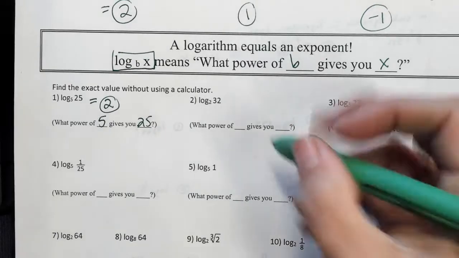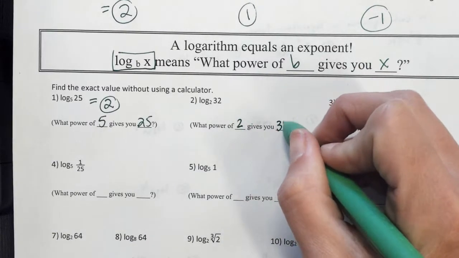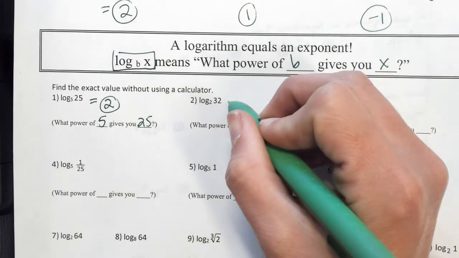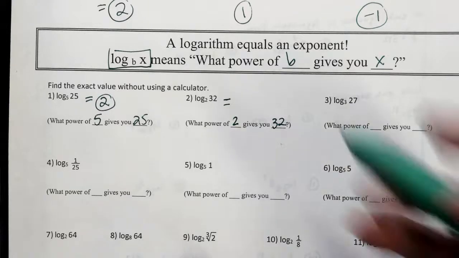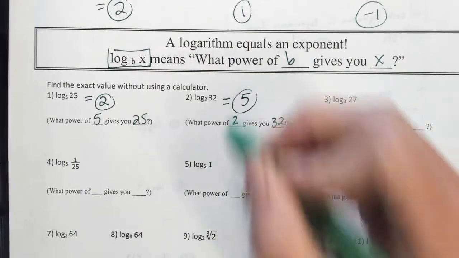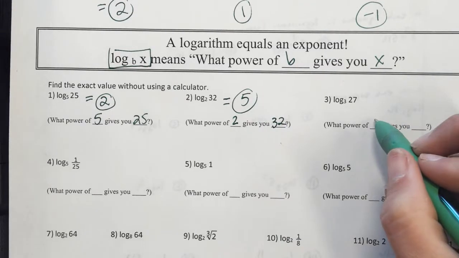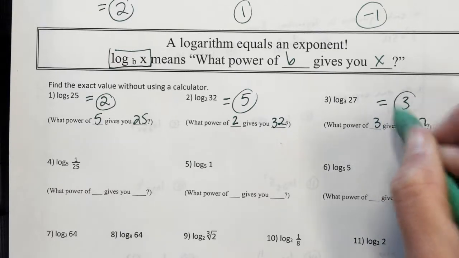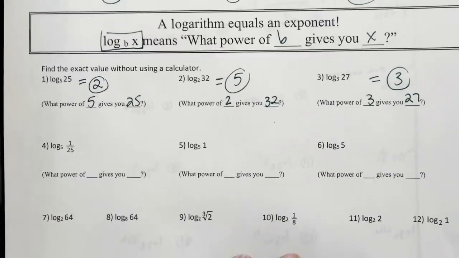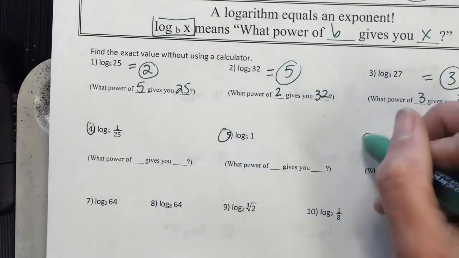Next one would be what power of 2 gives you 32, and that would be 4 or 5. 2 to the 4th power is what? 16. So it has to be 5. Alright, next one, what power of gives you? That would be, very good. Go ahead and do 4, 5, and 6, these 3 on your own. Make sure you fill in the blank, then find the exponent.